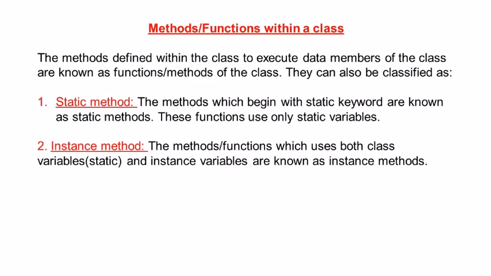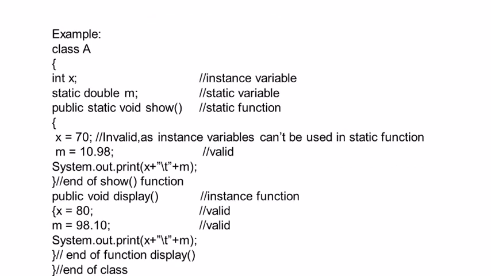We'll be seeing an example now to differentiate between static and instance methods. See this example, there's a class A in which we have declared variable x as instance variable and variable m as static variable. Now there's a static function show. In this function show, we are trying to initialize the values of 70 to x and 10.98 to m. x equals 70 is invalid here as instance variables can't be used inside a static function. But m equals 10.98 is valid because m is a static variable used inside a static function.